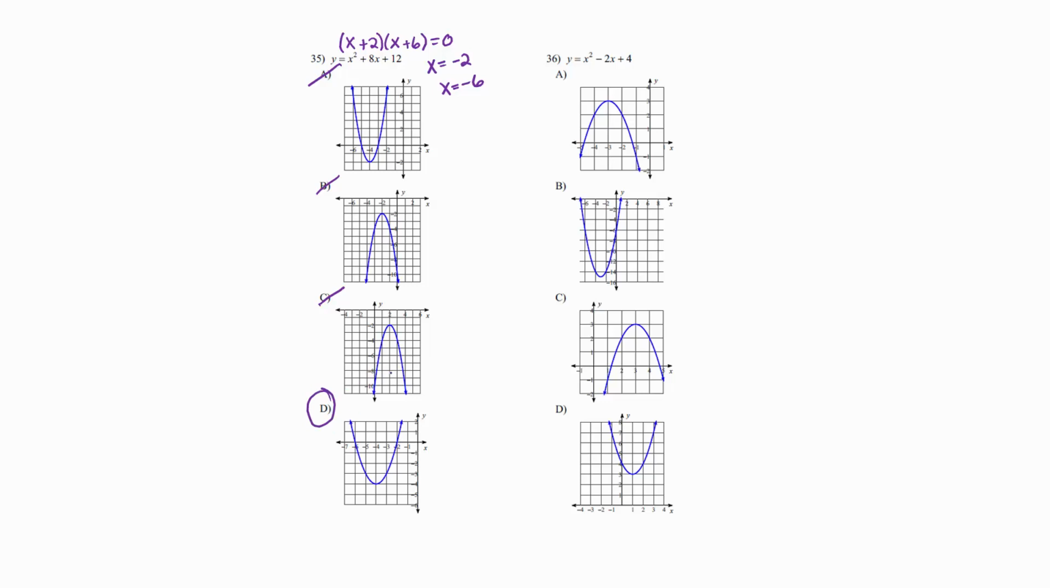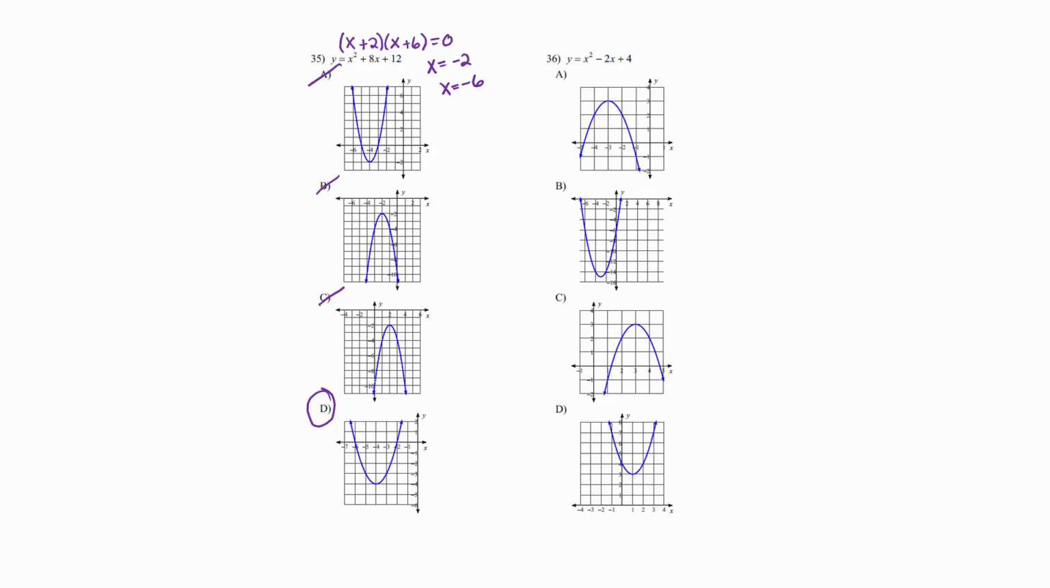You don't have to do it that way. You can do it the way we did 34 and 33, but that's another option if for whatever reason the first two things we talked about, deciding whether it opens up and down and finding the x value of the vertex, if those aren't working out very well for you, that's an option. If it factors, you can try that.